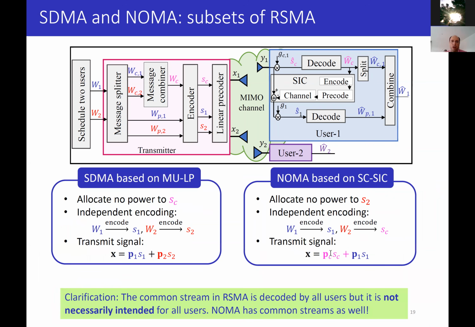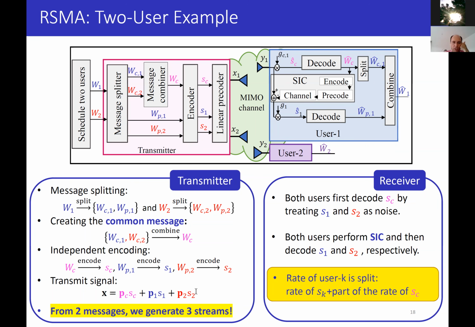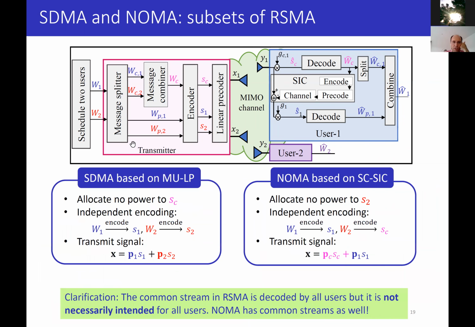Right, so where is NOMA, where is SDMA here? Well, SDMA is simply obtained from this system model by turning off the common stream. So how do we see this? We have the common stream here. If I simply turn it off, then that means my message W1 has to travel in S1, and W2 has to travel in S2. So I simply encode W1 into S1, W2 into S2, and I have my conventional system model P1S1 plus P2S2. So no power is allocated to SC.